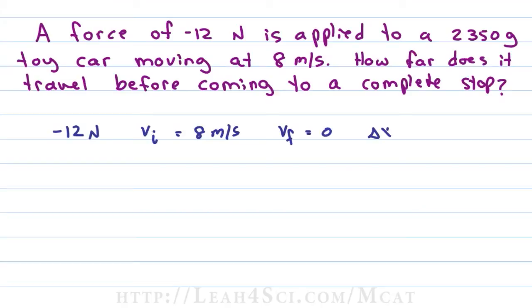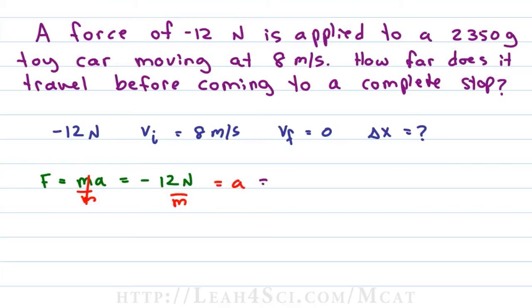We're asked to find how far it travels, which means delta x is unknown. We almost have enough information to apply the kinematic equations, except that the 12 newtons doesn't plug in. We have to extract acceleration. So with F equal to ma, which is equal to negative 12 newtons, we are going to divide both sides by the mass, and that will give us acceleration.